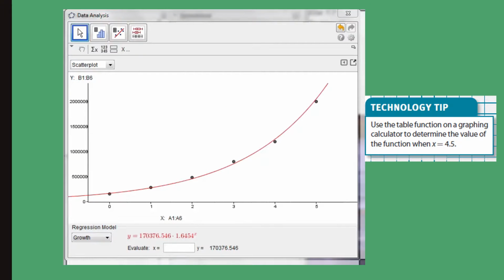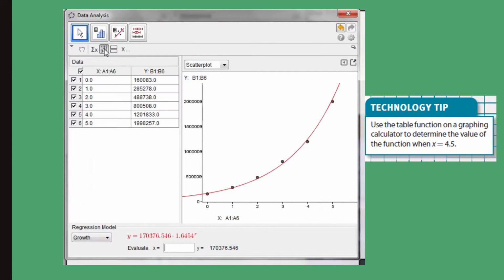So if we were looking at our GeoGebra regression, our exponential regression, there are a couple of things we could do. We could use this tool right here to view the data, and that'll let us view the table. And we also have this tool down here that lets us evaluate the function, and we can put anything we want in. So if we put 4.5 in for x and hit enter, it'll tell us the value of the function there. And it looks like we'd have 1,601,907. So that's a little peek at GeoGebra.